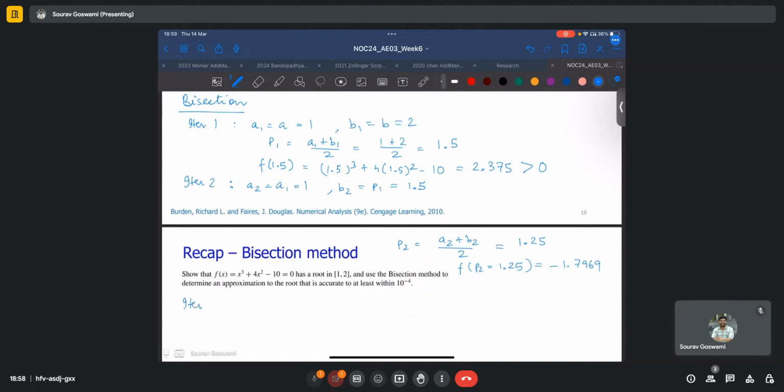Thus, for my third iteration, the value of the function at p2 is negative. The value of the function at a2 is also negative. So I will change the a interval. So a3 will actually become equal to p2, which is equal to 1.25, whereas my b remains unchanged. So b3 is same as b2, which is equal to 1.5. The midpoint now is a3 plus b3 by 2, which is between 1.25 and 1.5.